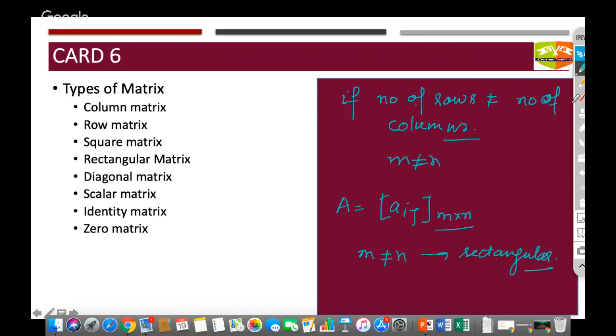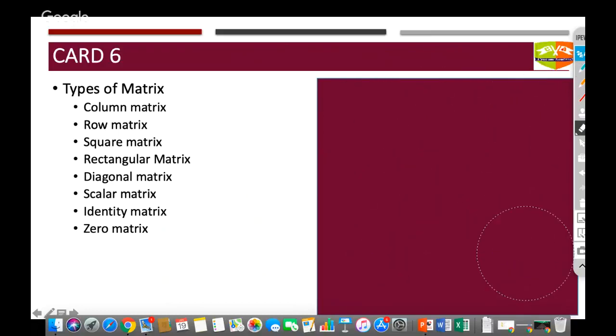Now let me go to diagonal matrix. What do you mean by diagonal matrix? First of all, a diagonal matrix is a type of square matrix. So first there would be a square matrix, and in that there would be a diagonal matrix.